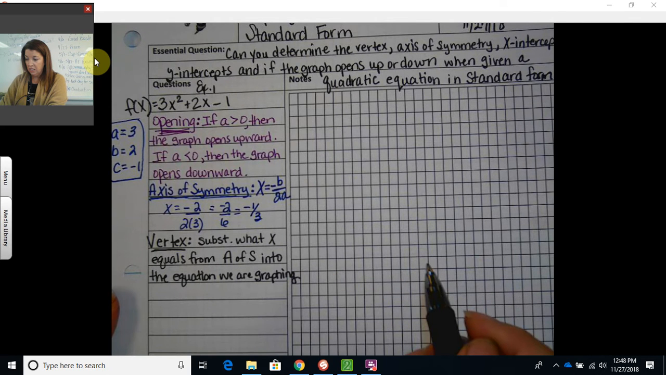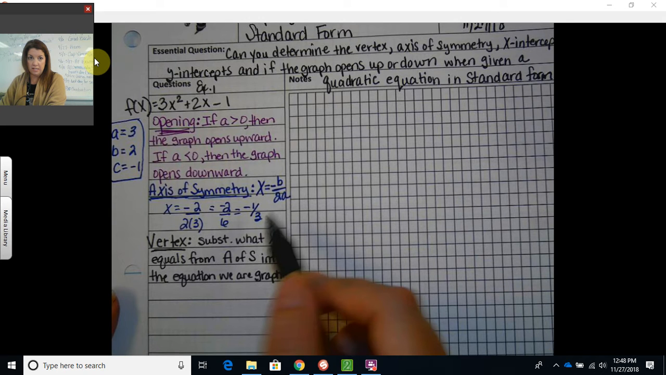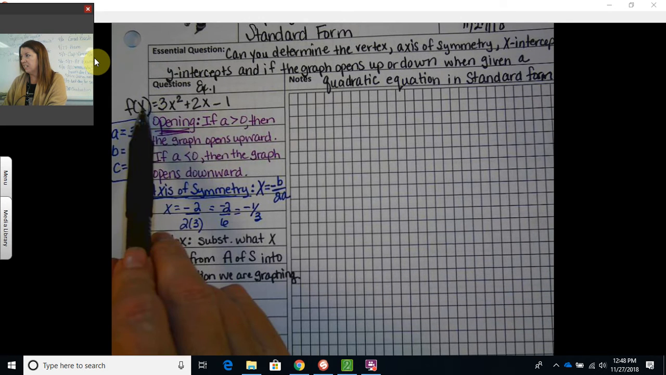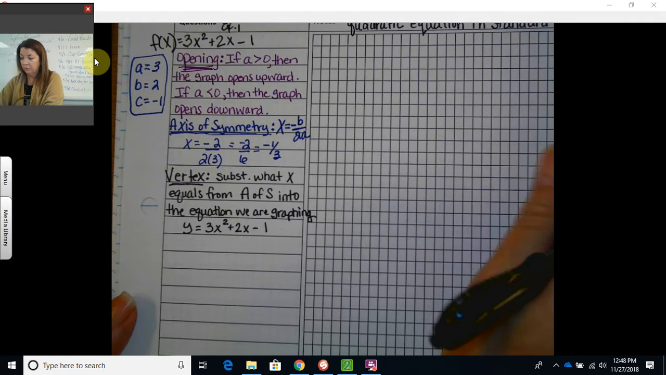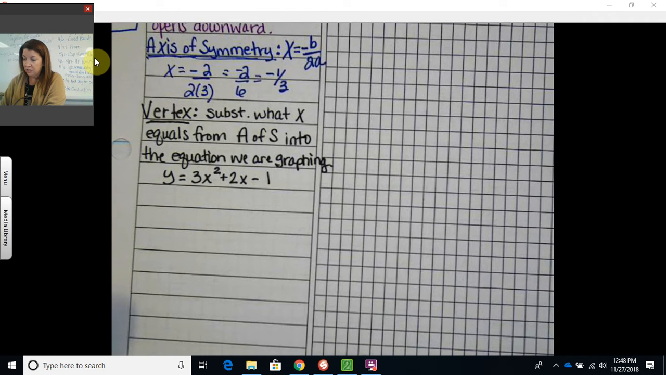So when x is negative 1/3, I want to know what y is equal to. So instead of using f of x, I'm going to use y. Okay, we know they're the same thing. Y equals 3x squared plus 2x minus 1. Wherever I see an x, I'm going to zoom in a little bit here. Wherever I see an x, I will substitute in negative 1/3.